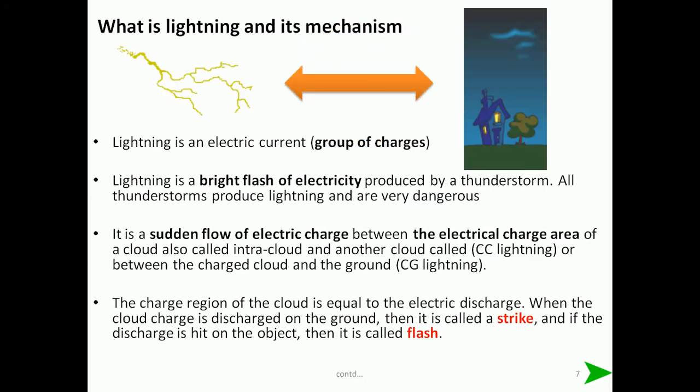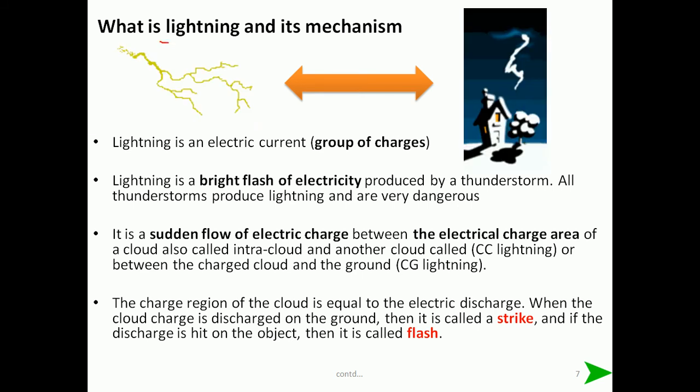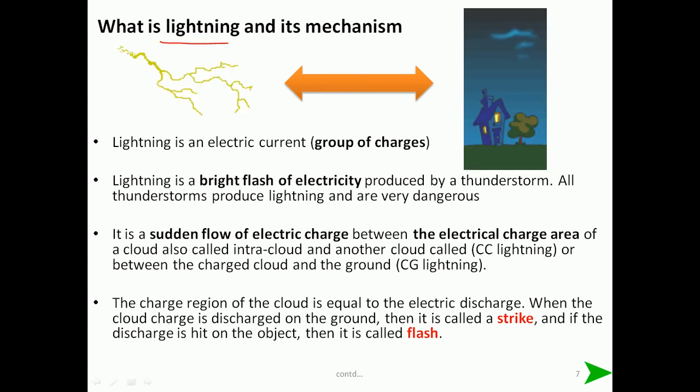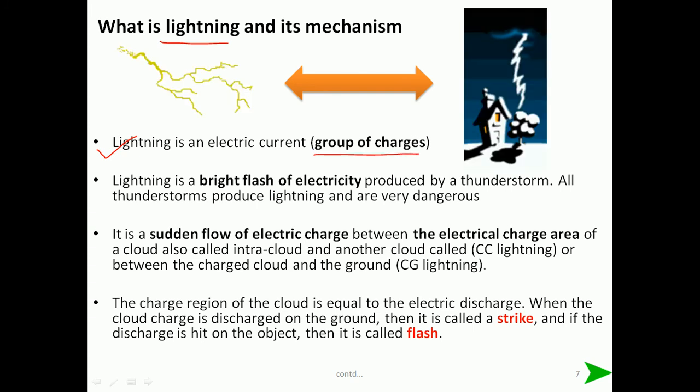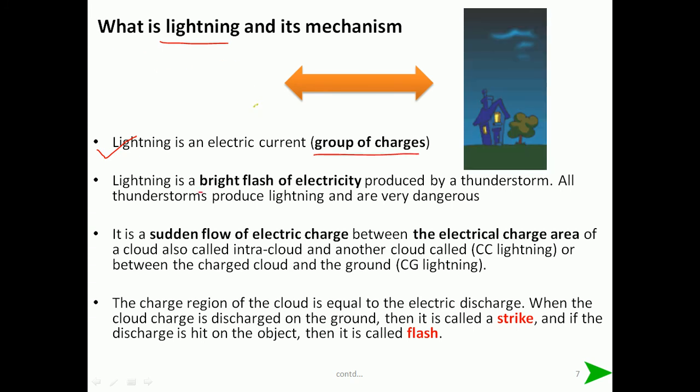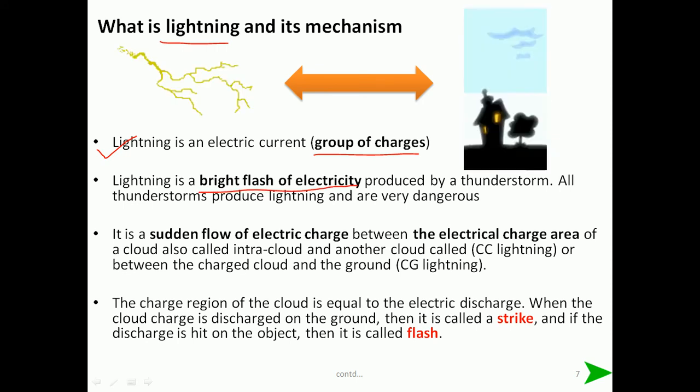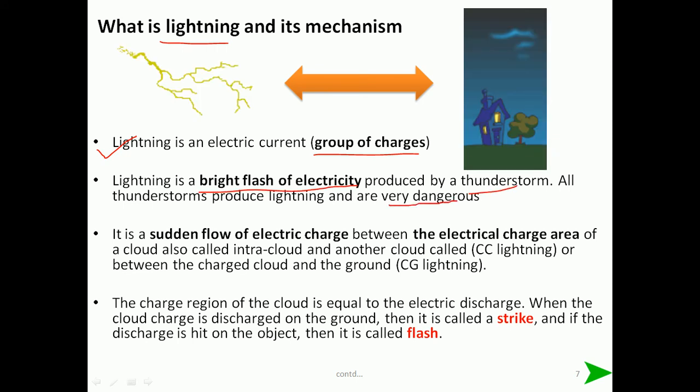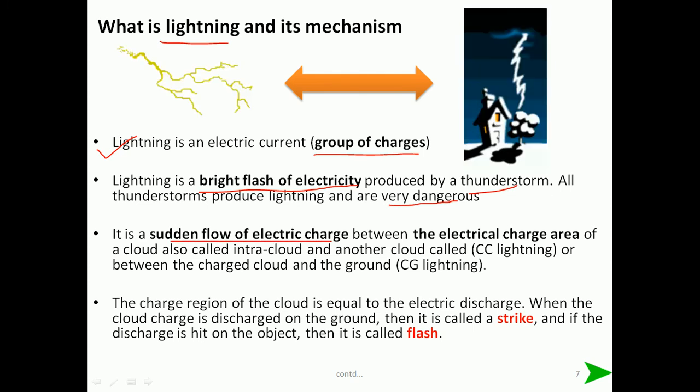As we see, lightning is very common during the rainy season. What is lightning? Lightning is an electric current. It is a group of charge, right? It is a bright flash of electricity produced by a thunderstorm. It is very dangerous, right? It is a sudden flow of electric charge from one point to another.